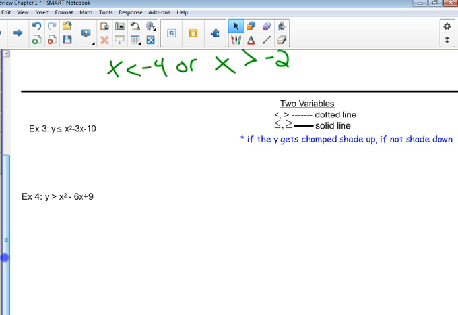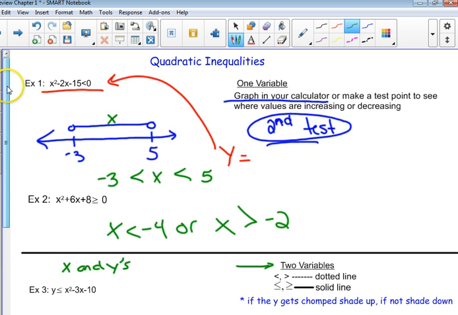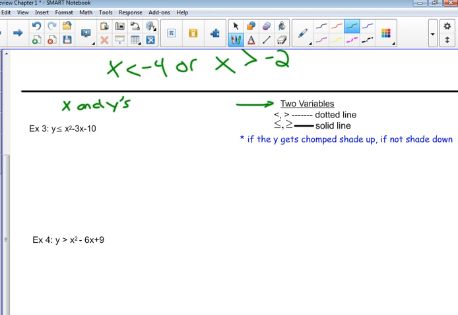So notice the difference in these two. Do you have one letter or two letters? Two letters. We have x's and y. So this is called two variables. The ones up here, you only had one letter, right? So that's one variable. So this is going to be the difference. Now, you have your y already there. Our calculator's not as great with this.